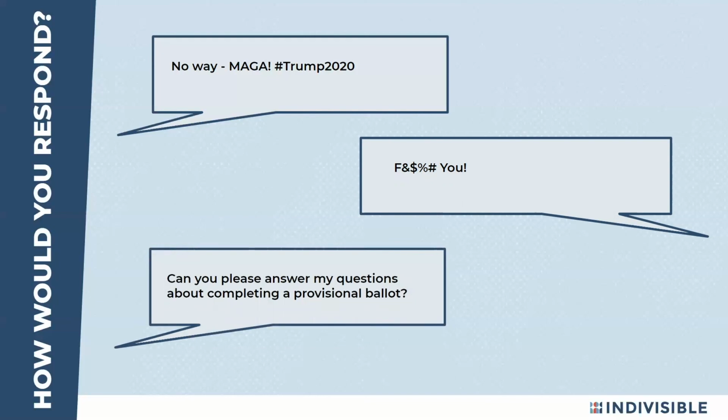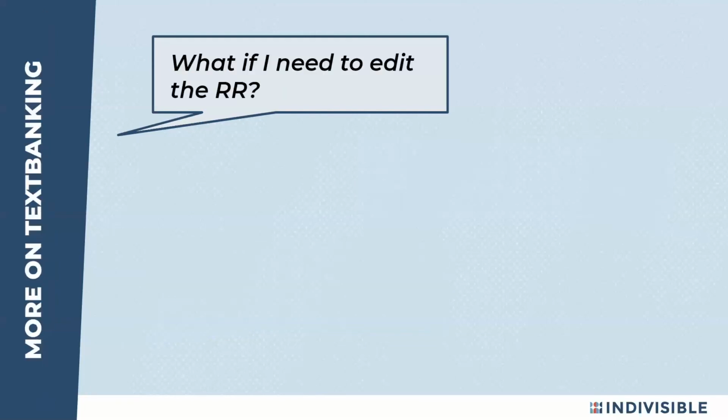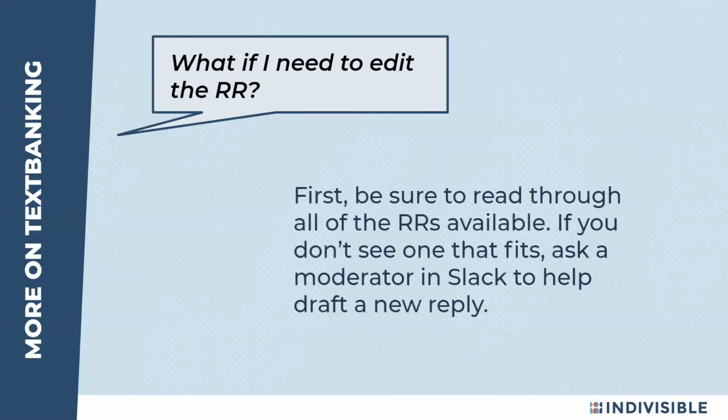If you ever feel like you need to edit an RR, or you're not finding an RR that makes sense for the voter's question or response, we recommend you check in with the moderator team in Slack to help you draft a new reply to the voter. As you're getting started, we do not recommend making edits to the RRs without first checking with a moderator. Next, in case you reach a voter who doesn't speak English, you're able to reassign the conversation, and another texter will jump in to follow up with them.